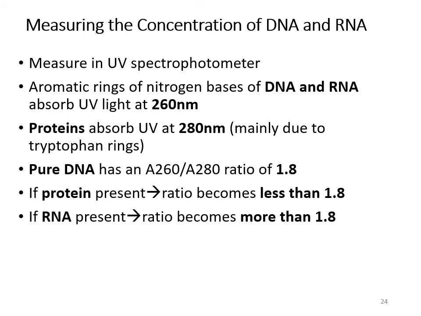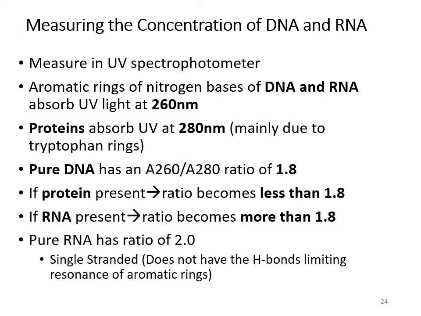If RNA is what's actually contaminating your sample, then this top number gets bigger, because of the difference in terms of uracil and the single-stranded nature, it ends up having the pure ratio of 2.0. So if you see 1.8, your sample is good and pure DNA. If you see something like 2.0 or 1.9, you have RNA contamination.